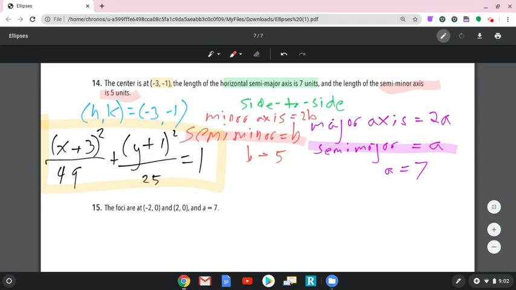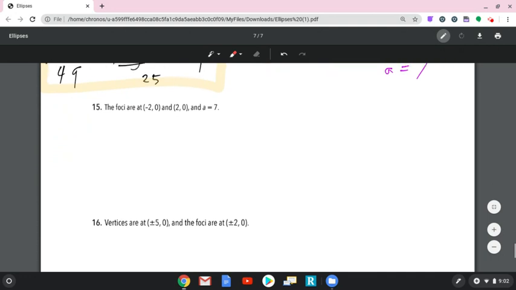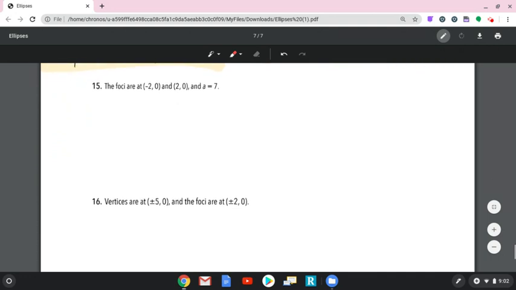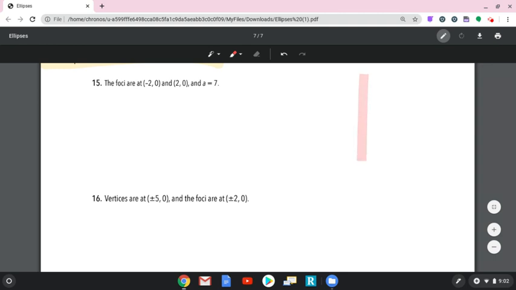Okay, so let's take a look at 15 now. 15, they're giving me my A value. A is 7, which is helpful. And they're giving me the foci. The foci are -2, 0, and 2, 0. So what I don't have right now that I need is a couple things. I need to know if it's up or down or side to side. I need to know what my B value is. And I also need to know my center. So let's just graph this first.